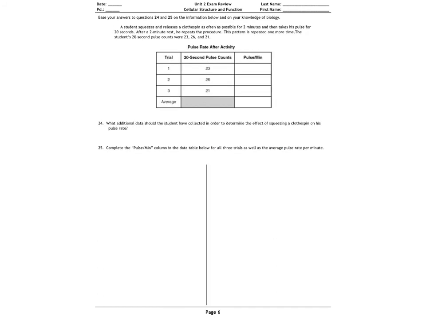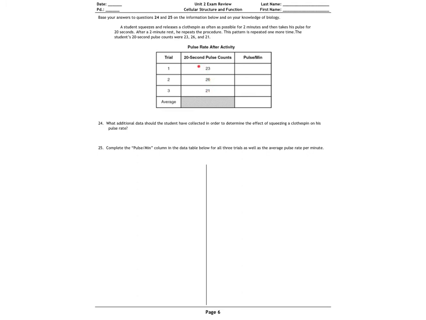This page also has some questions from our state-mandated lab. You can see here that this is a data table of a student who counted his pulse 3 times for a 20-second pulse each time. And in the first 20-second interval, he had 23 pulses. In the second 20-second interval, he had 26 pulses. And in the third, it was 21 pulses.